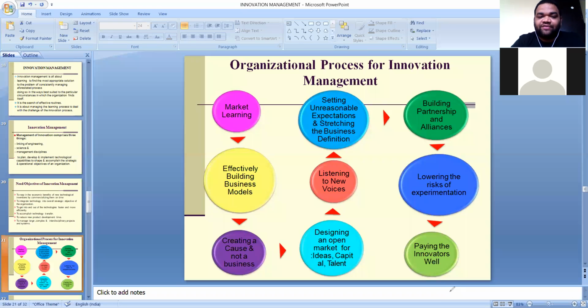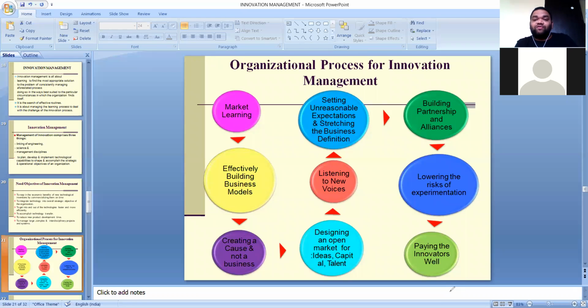Innovating is very tough. So first of all you have to create a cause. Coming to the fourth one, after creating a cause, we have to design an open market. So what do you mean by open market?